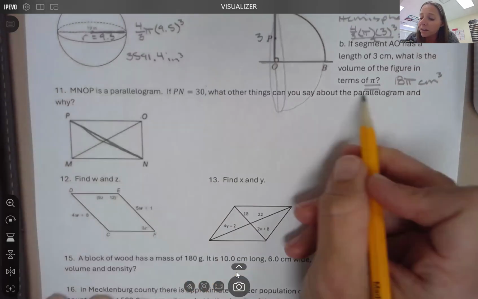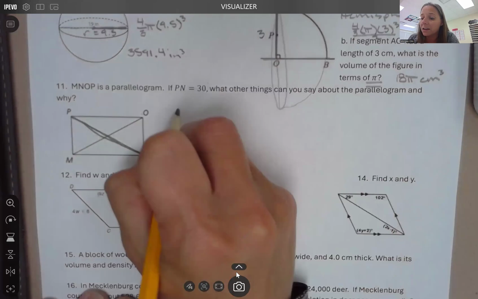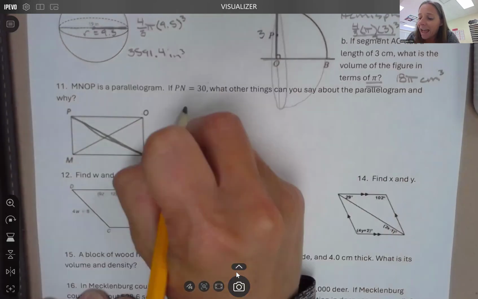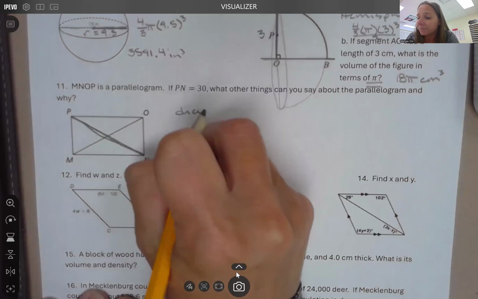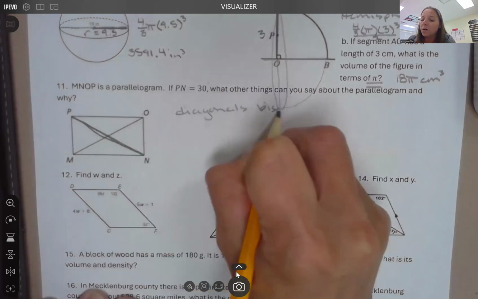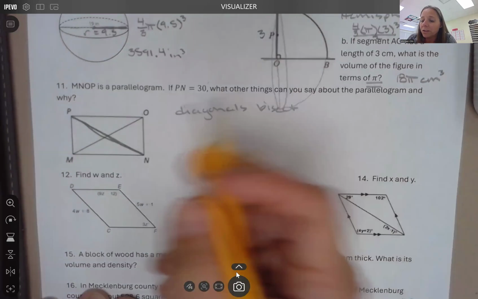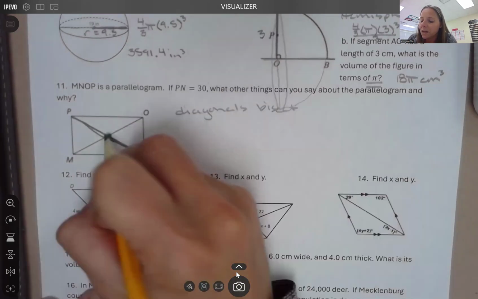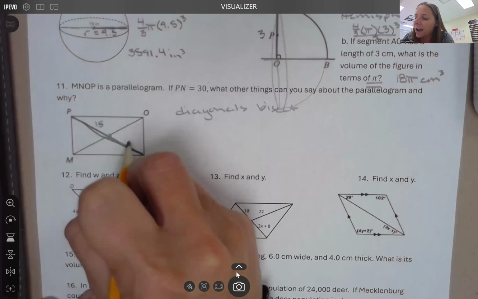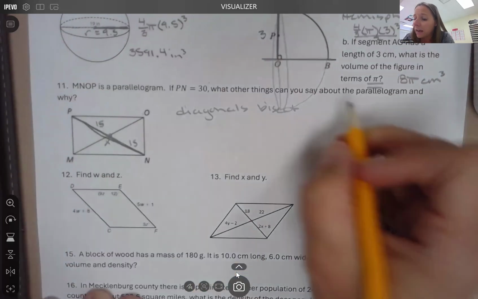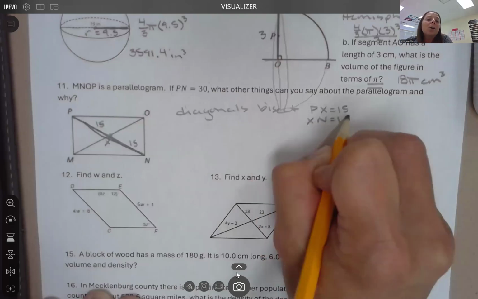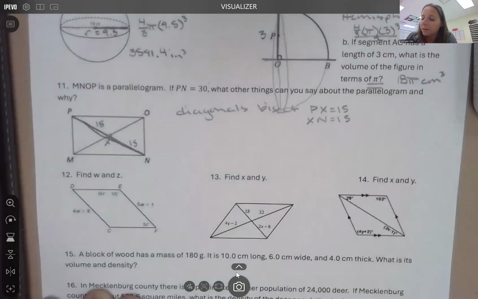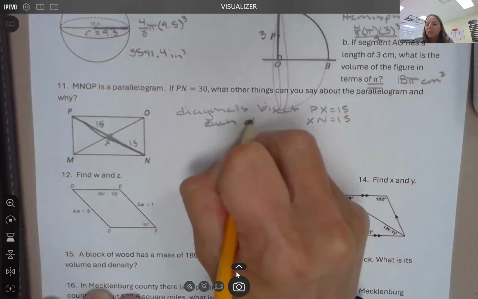Well, one of the things is I know that the diagonals in a parallelogram bisect each other. So if it's just a parallelogram and I know this whole thing is 30, then I know this is 15 and 15. Let's give this a letter of x. So I can say PX equals 15, and I can also say XN equals 15. These two are congruent to one another.